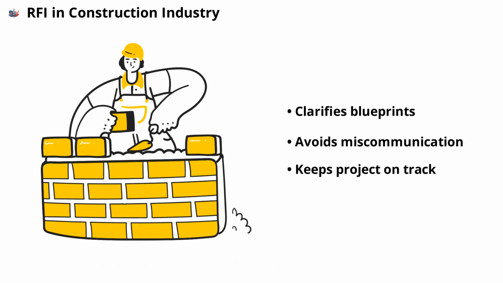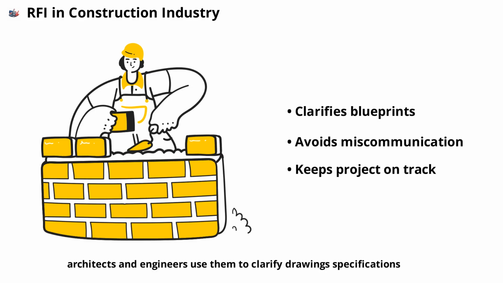The construction industry relies heavily on RFIs. Contractors, architects, and engineers use them to clarify drawings, specifications, or procedures. For instance, if a blueprint is unclear, a contractor might send an RFI to the architect for more details. This process helps avoid miscommunication and ensures that the project stays on track.